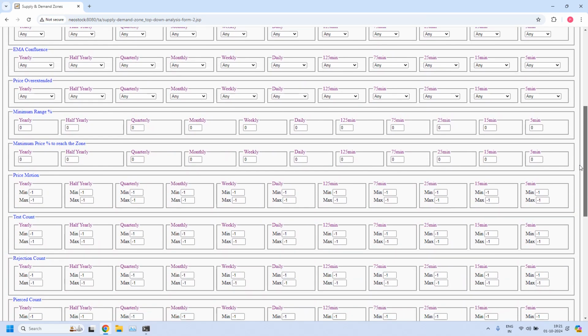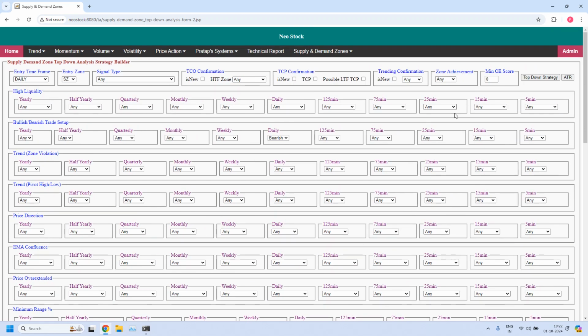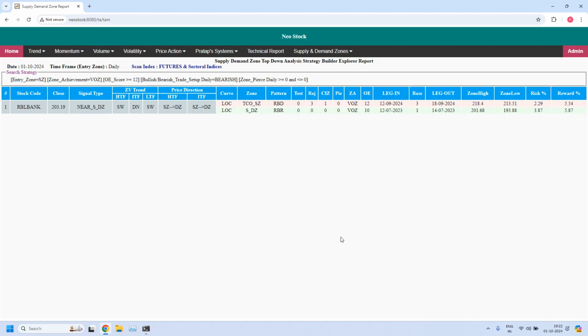So in the pierced count column, at a daily time frame, I am setting minimum value 0, maximum value 0. Zone achievement is violated opposing zone. Minimum odd enhancer score is 12. All the 3 filters are applied to daily supply zone. Now let's verify. So one stock is filtered.